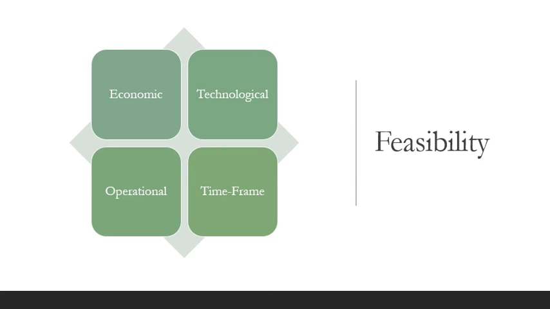So now we're going to talk about the feasibility. If we're going to implement something like this, we're going to have multiple different factors preventing us from starting something like this up. There's going to be multiple economic factors that we need to worry about, as well as technological factors, operational things, and then of course the time frame that it is going to take to implement all of these different types of softwares.